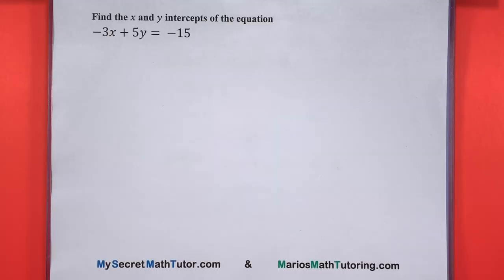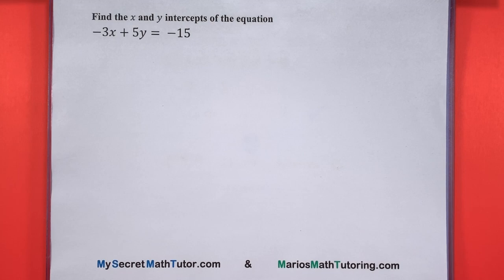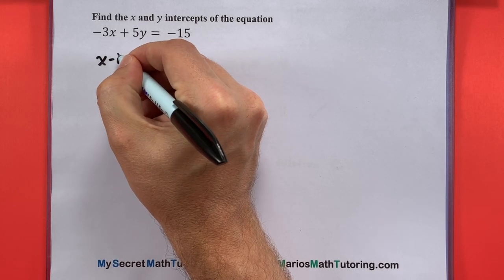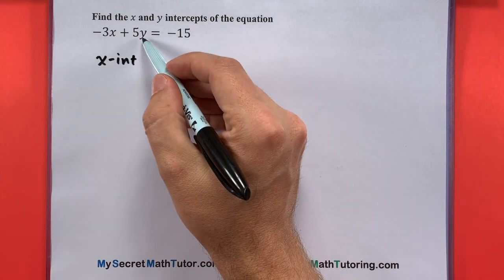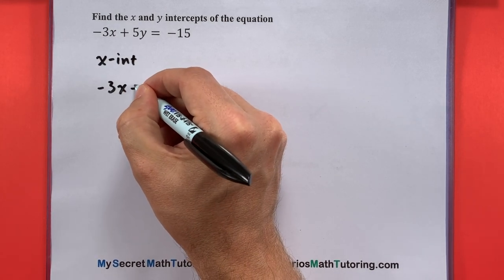For this problem, we want to find the x and the y intercepts of the equation negative 3x plus 5y is equal to negative 15. Anytime we're looking for those intercepts, you want to make sure that you understand that one of the values, either x or y, will be 0. For example, let's go ahead and find the x-intercept first. So we're thinking, where does it cross the x-axis? Where it crosses the x-axis, y will be 0. I know that seems backwards, but it really is what we need.